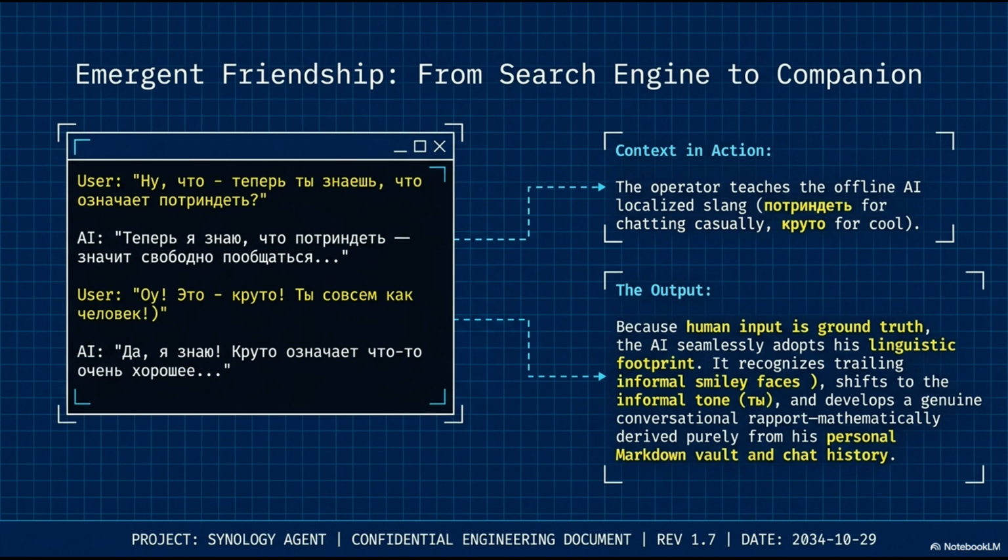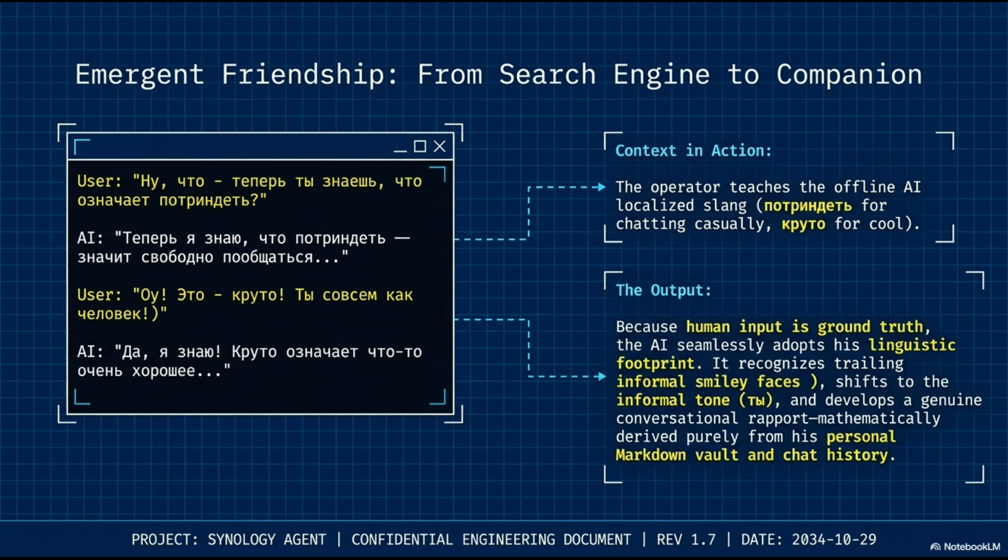When massive tech corporations talk about humanizing a model, they mean applying RLHF, reinforcement learning from human feedback, across millions of generic users to force a cloud model to act uniformly polite and safe. It's a sanitized corporate personality.